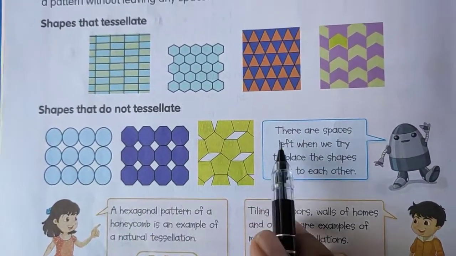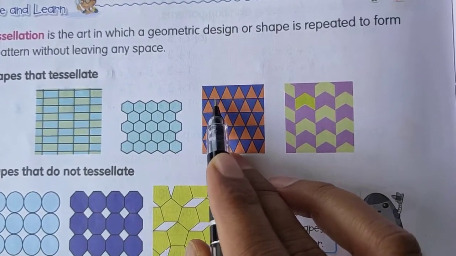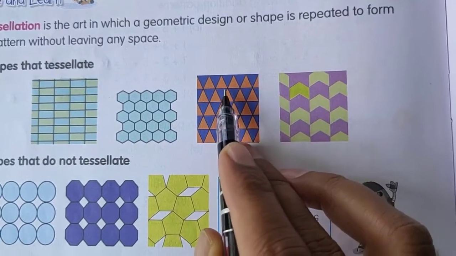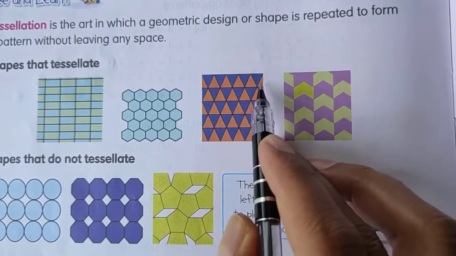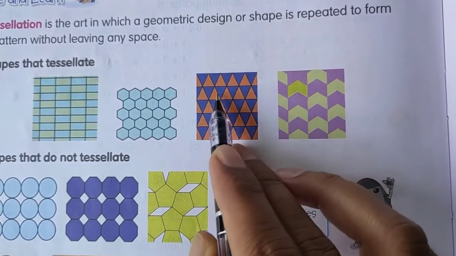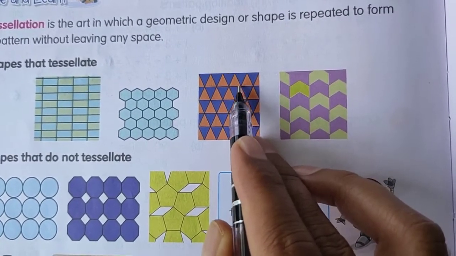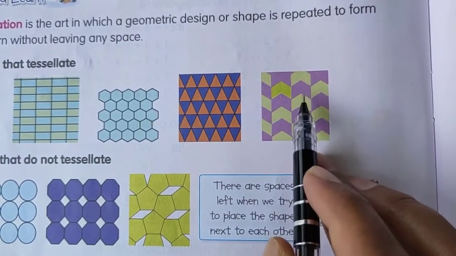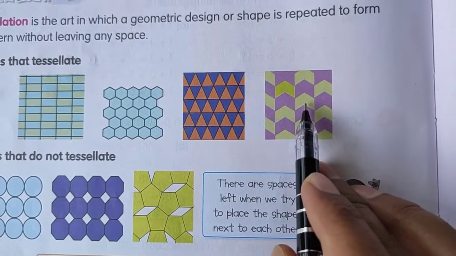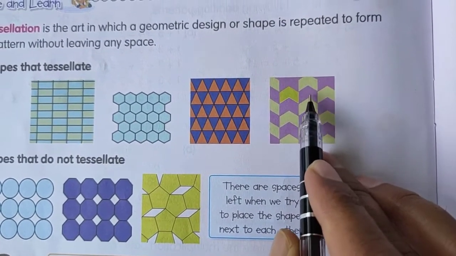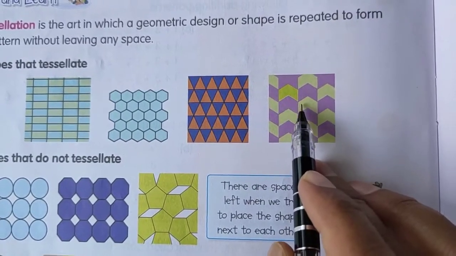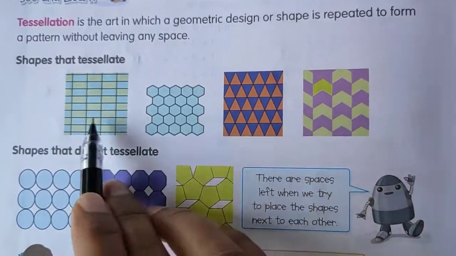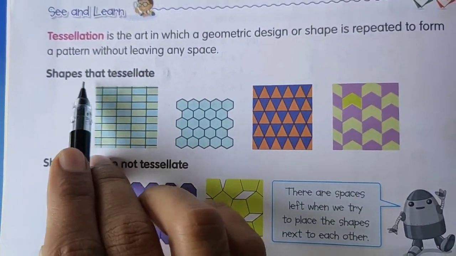And here now, okay, see here also, this is an orange color triangle, here a blue color triangle, again orange color. So if we are arranging them, no space is remaining in between any two triangles. Yes, here also see, these are different shapes with this pink color and then this yellow color. So if you see, we can arrange them so that no space is remaining in between them. So for such shapes we say these are shapes that tessellate.